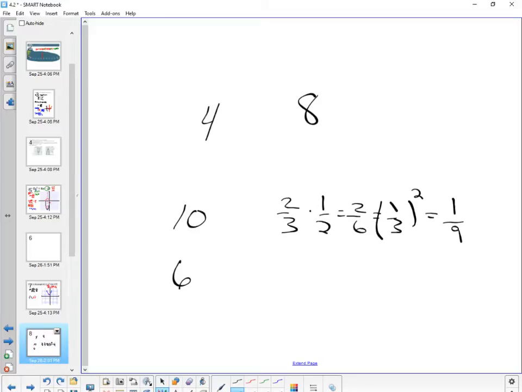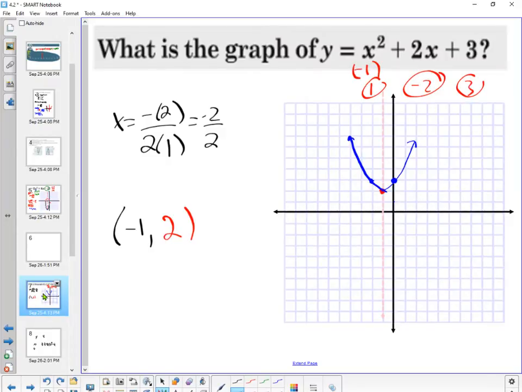So, are you guys okay with taking half of something? Yeah. You just multiply by half, right? And then to square it, you put it in your calculator and push that square button. I'm not good with fractions. We can do that? No? Well, we're going to have to. I want to show you something. Let me show you something.